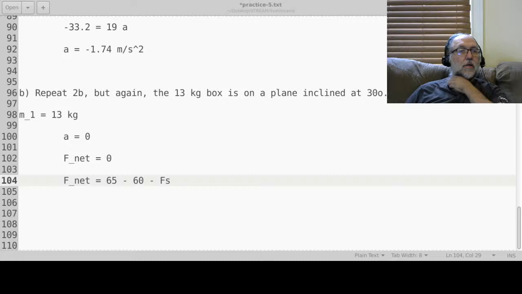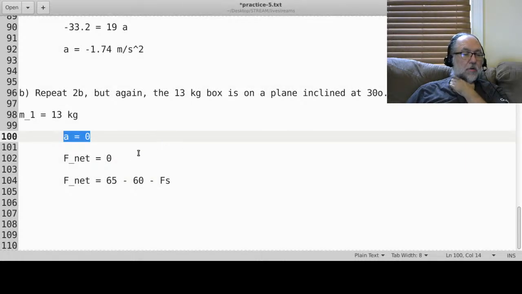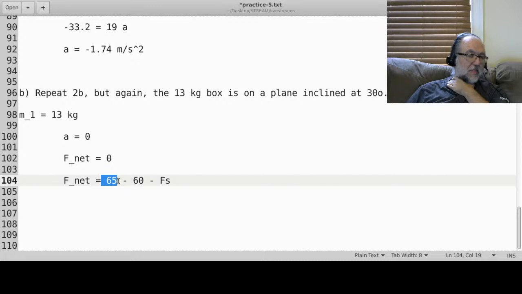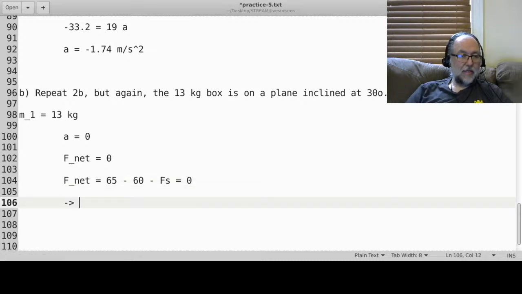What did I write? So the acceleration is 0. That means the net force is 0. But the net force was 65 newtons downhill minus 60 newtons because that was uphill, minus the FS, which is also uphill. And what's that got to equal? That has to equal 0 because there's no acceleration. And I think it's pretty obvious that means that the force of static friction is 5 newtons, like that. Okay, so now what?